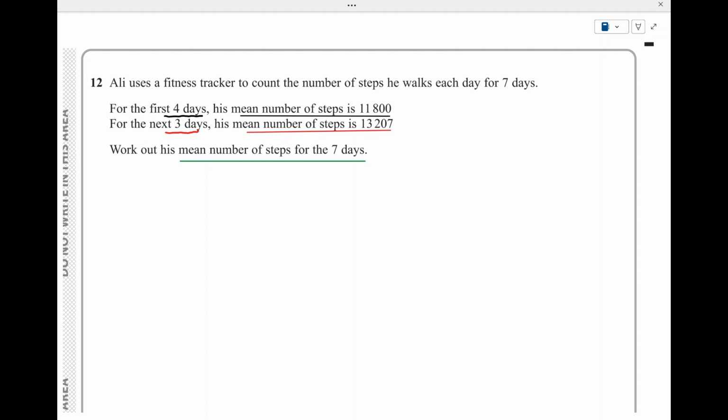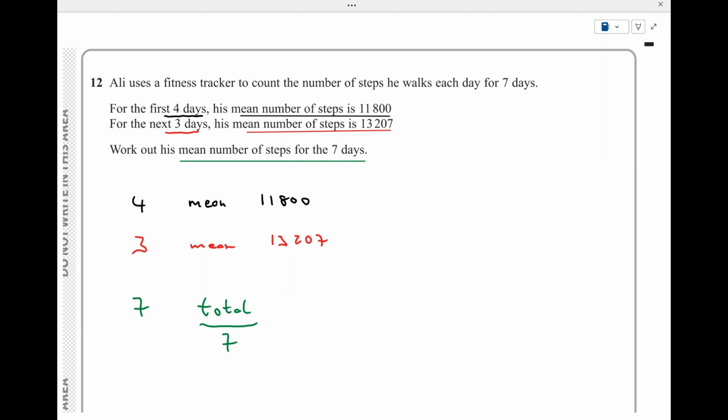Right, now you see how in the first 4 days, the mean is 11,800. And we know that in the next 3 days, the mean is 13,207. We're asked for the mean for the whole of the 7 days. So for the whole of the 7 days, we're going to need to know the total number of steps, and then we'll divide that by the number of days, 7.